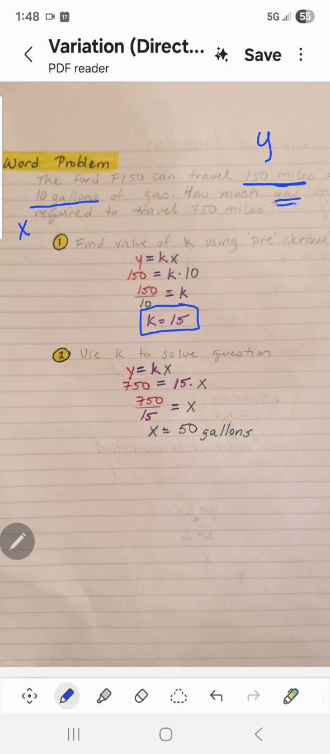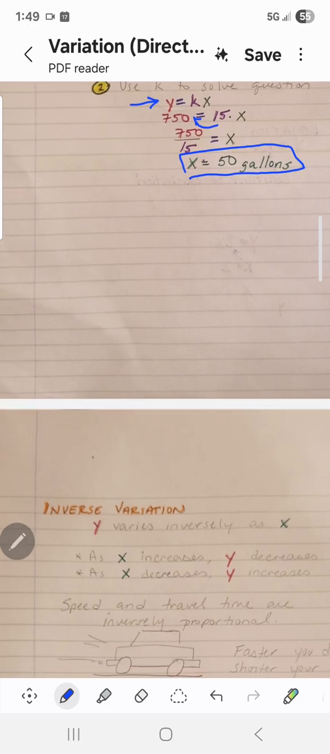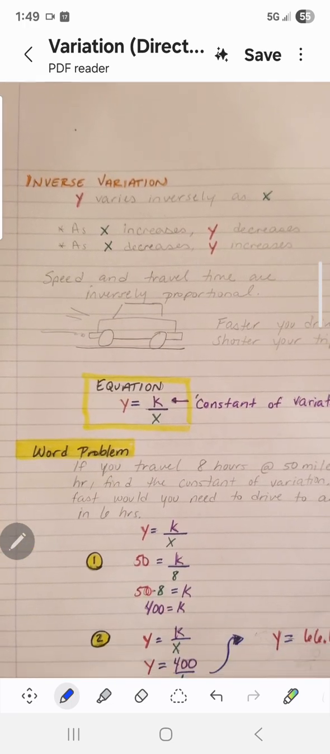It says how much gas. I don't know what x is, but I know I want to go 750 miles. And bonus, I know what k is now. Using again our direct equation, y equals kx, y is 750 miles, k we found out to be 15, x I don't know. Divide the 15 over, that tells me x is 50 gallons. Always find k first, then you get to solve the problem.